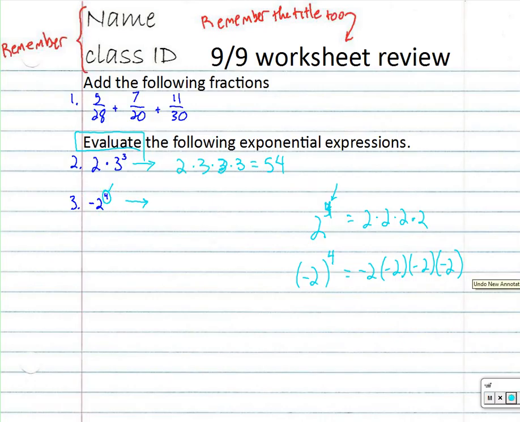So we have a negative, whatever 2 times itself 4 times is. What's 2 to the 4th? 16, so we got a -16. Dimitri's right, if we were to multiply -2 times -2 times -2 times -2, that would give us positive.